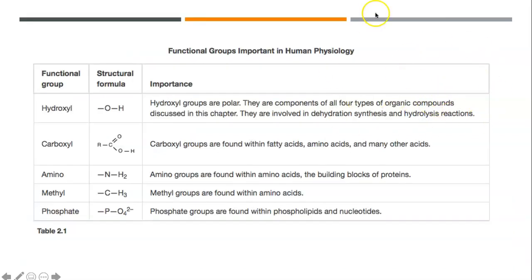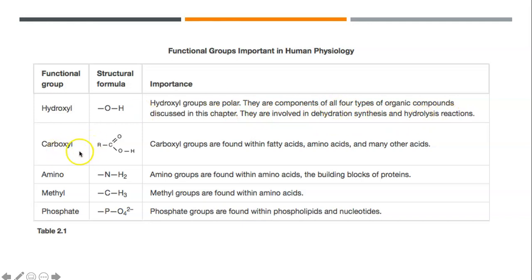So here are some important functional groups in human physiology. We have the hydroxyl group. Remember, we talked about hydroxyl groups when we talked about dehydration synthesis. We talked about how one hydroxyl group bonds with the hydrogen of another hydroxyl group, making a water molecule and sticking those two monomers together. Hydroxyl groups are polar. They're components of all 4 types of organic compounds that we're going to discuss. And like I just said, they're involved in dehydration synthesis and hydrolysis reactions.